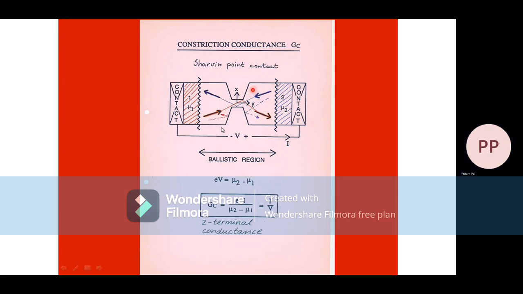However, the process of giving away energy and losing energy down to the Fermi level happens entirely when you approach the contact, when you leave the ballistic region, and that is what gives rise to this finite conductivity of e squared over h for a quantum point contact.